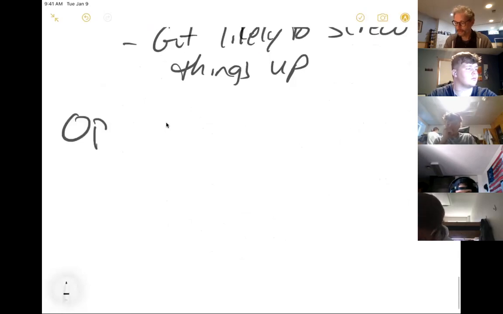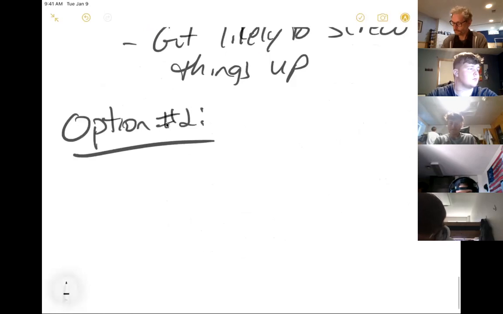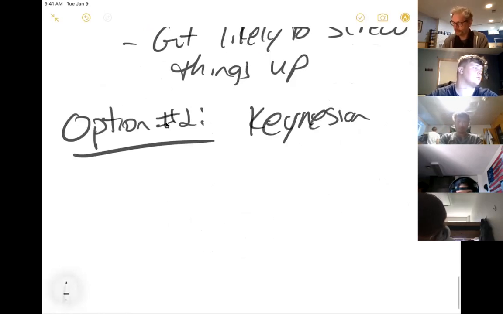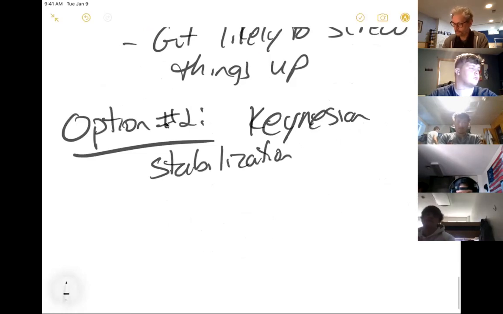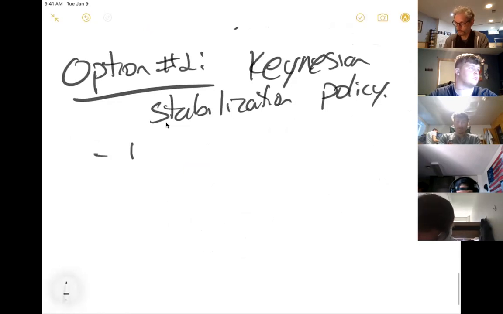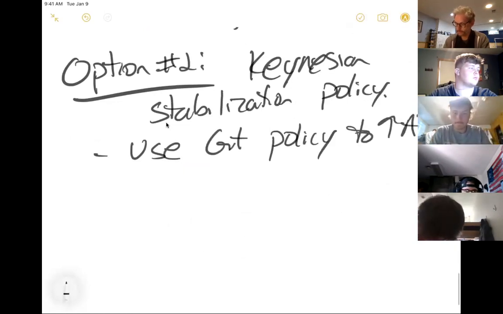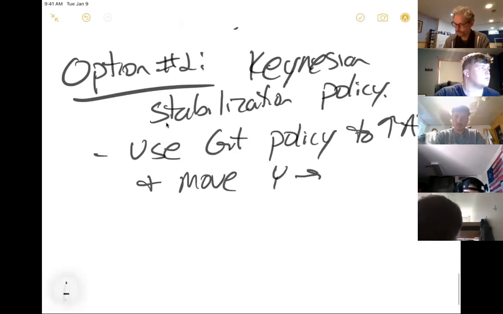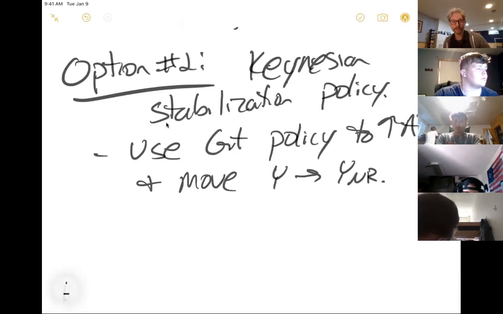So what is the Keynesian option? The Keynesian option is Keynesian stabilization policy. The approach is to use government policy to increase aggregate demand and move output back to the natural rate. So don't wait around for this whole long involved process to work. You jump in and do something right now, right? Jump in and do something right now.